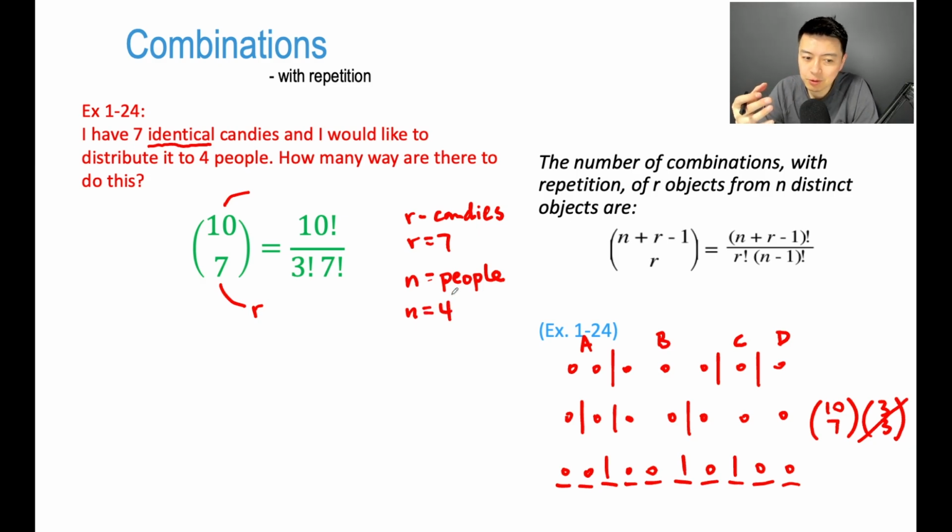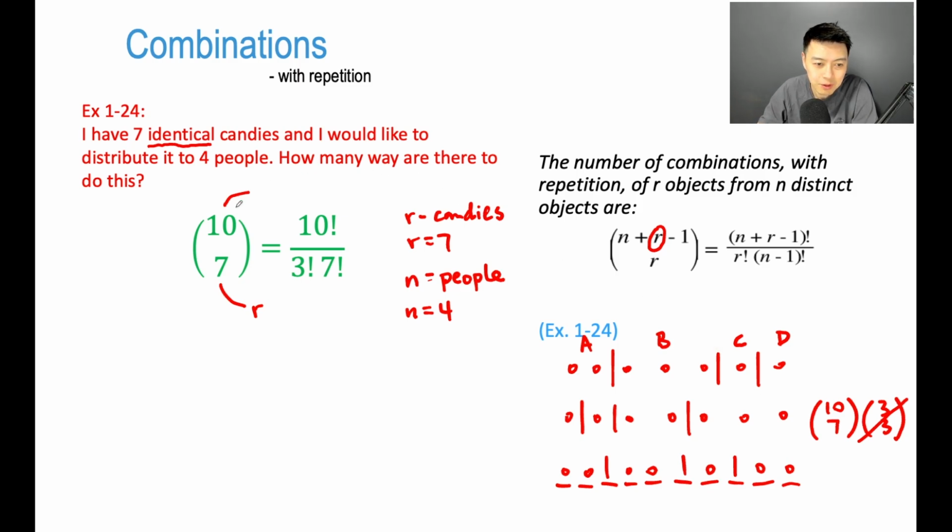Now, if we have 4 people, then we require 3 bars in order to separate into 4 sections. If we had 5 people, then we need 4 bars. If we have 7 people, we need 6 bars. We always need 1 less bar than person. So I want you to see this formula here. The 10 comes from the fact that we have 7 circles, but we also have n minus 1 bars. So we have 3 bars altogether.